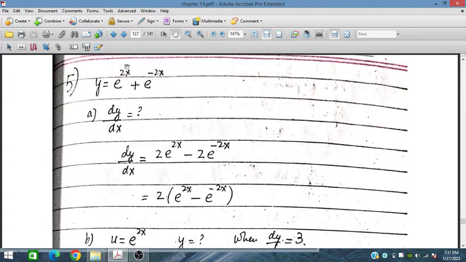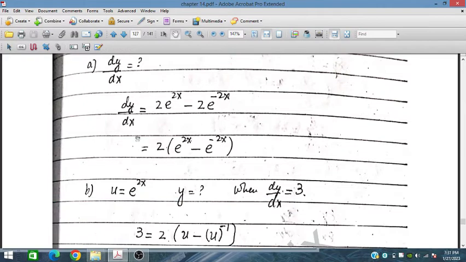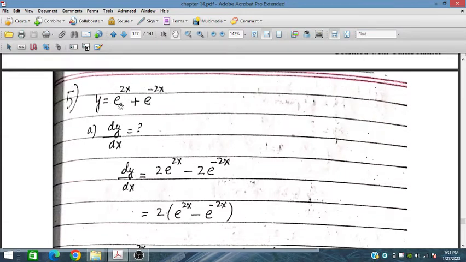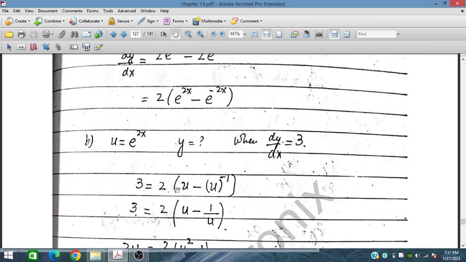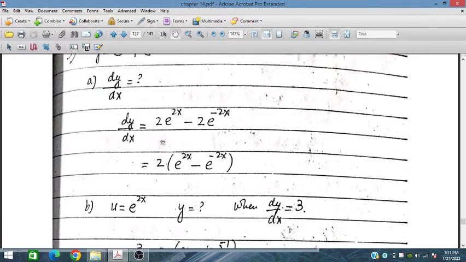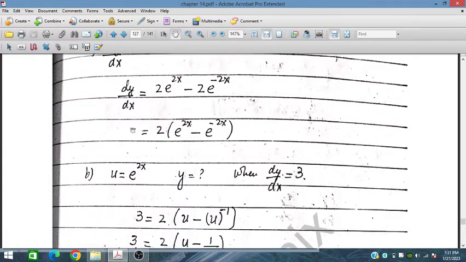So we are given y is equal to e^(2x) plus e^(−2x). So dy/dx is obtained as this derivative. This is part 1, and in part 2 we have to substitute u in place of e^(2x), so e^(−2x) is 1 over u. So 3 is equal to dy/dx, so dy/dx is 3.